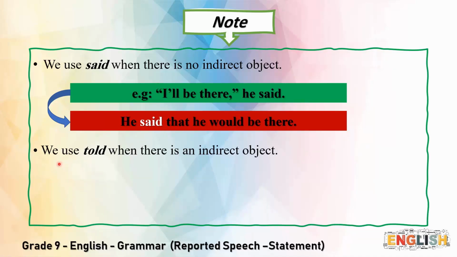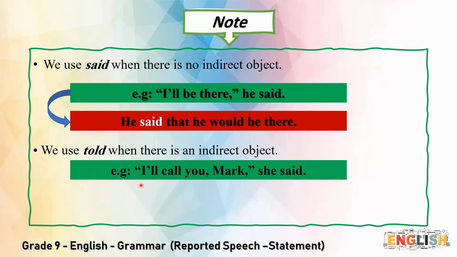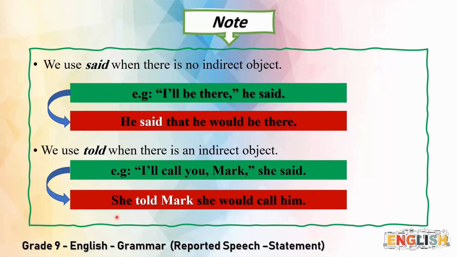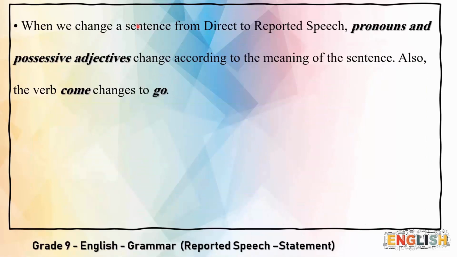What about told? We use told when there is an indirect object. Like this sentence. "I'll call you, Mark," she said. Mark here is an indirect object, so this sentence can be changed like this. She told Mark she would call him. Mark here is an indirect object, so said changes into told. Also, when we change a sentence from direct to reported speech, pronouns and possessive adjectives change according to the meaning of the sentence. Also, the verb come changes to go.